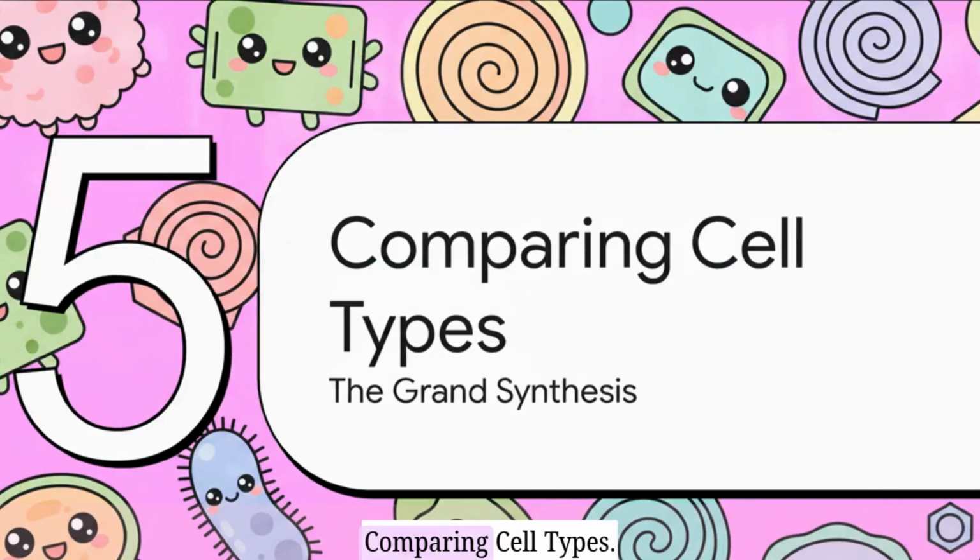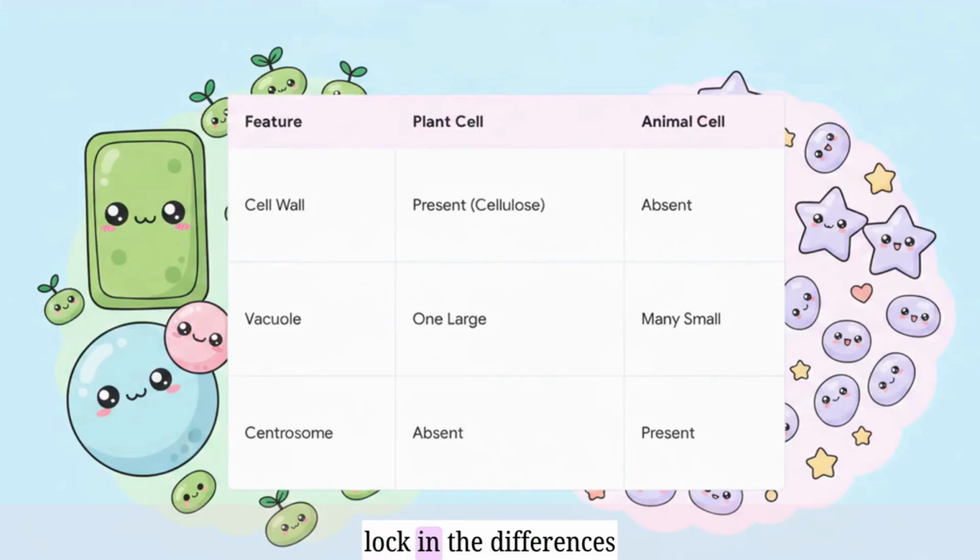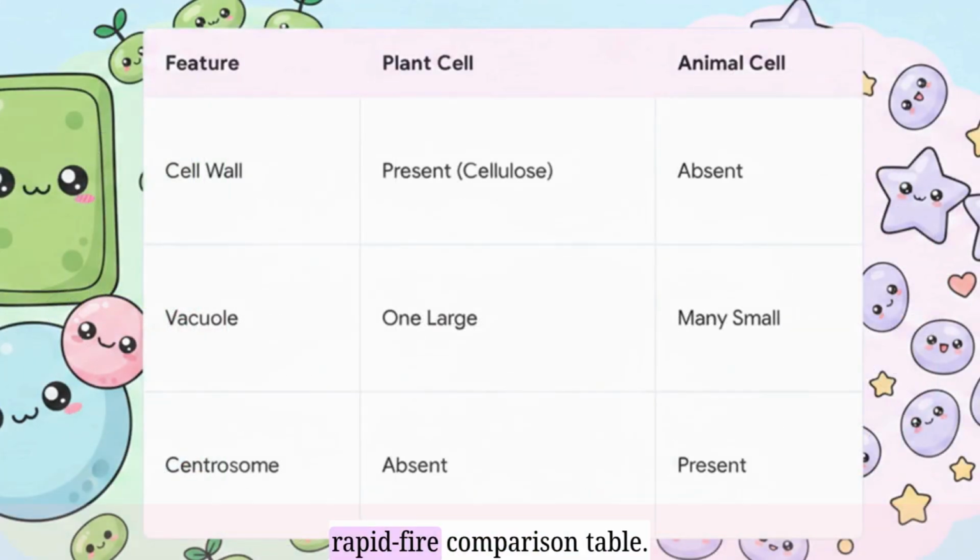Section 5. Comparing cell types. The grand synthesis. Let's lock in the differences we've covered with this rapid-fire comparison table. Plants have a rigid cellulose cell wall and plastids for photosynthesis. Animals don't. Animals have a centrosome to help with cell division.